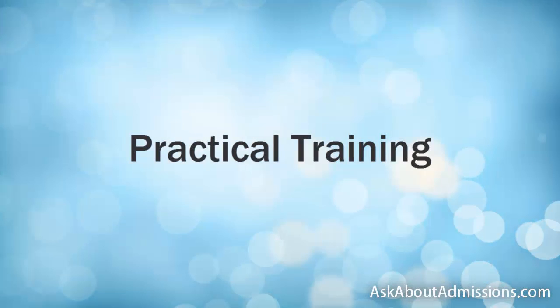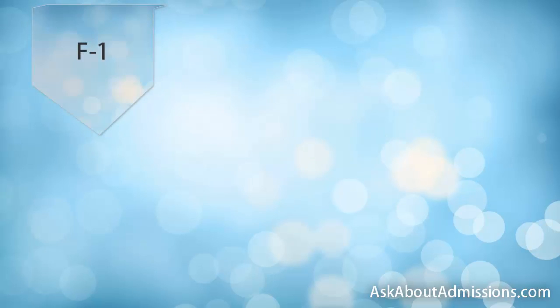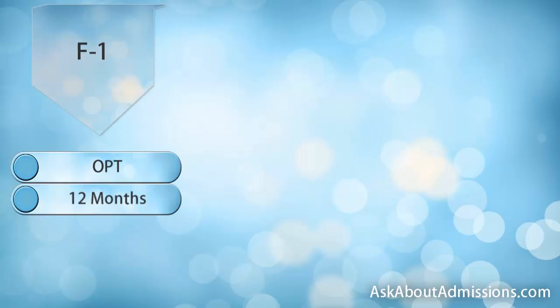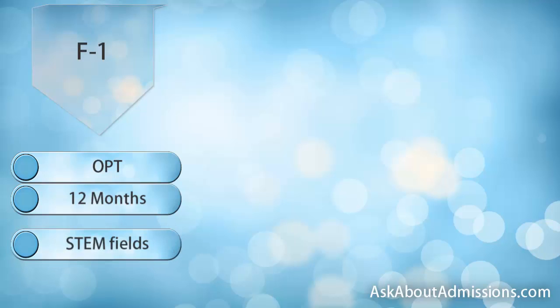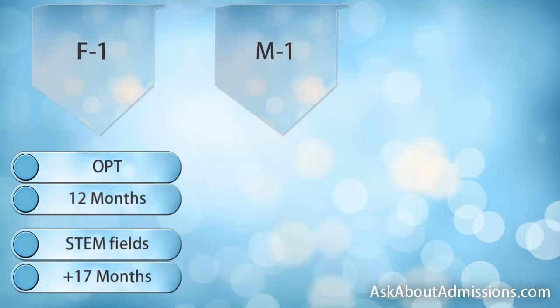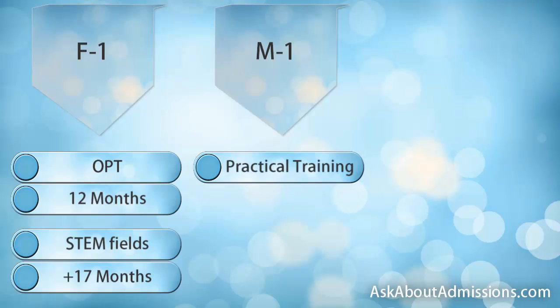Practical training after the completion of studies. F1 visa holders have an option of up to 12 months of OPT, optional practical training, directly related to the student's major area of study. Students who majored in science, technology, engineering or mathematics fields may apply for additional 17-month OPT extension, total up to 29 months. M1 visa holders may apply for practical training after the completion of their studies. If approved, they will be allowed to have 1 month of practical training for every 4 months of study they have completed. They will be limited to 6 months total practical training time.